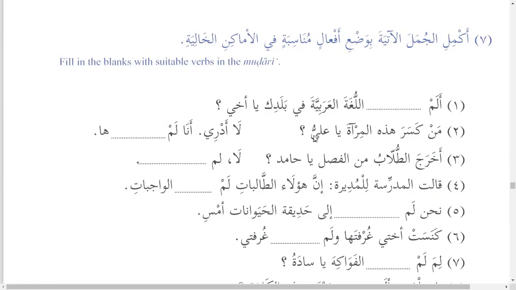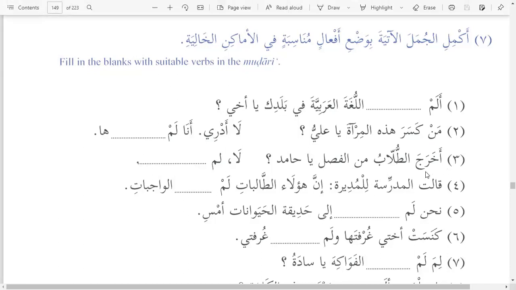من كسر هذه المرآة يا علي؟ Who broke this mirror, O Ali? لا أدري. أنا لم أكسرها. Excellent. I didn't break it. When you are asking someone, especially kids, they straight away say, I didn't do it. So it's like giving the justification as well. أنا لم أكسرها, I didn't break it. And ha refers to the mir'at, the mirror. Okay, number 3.